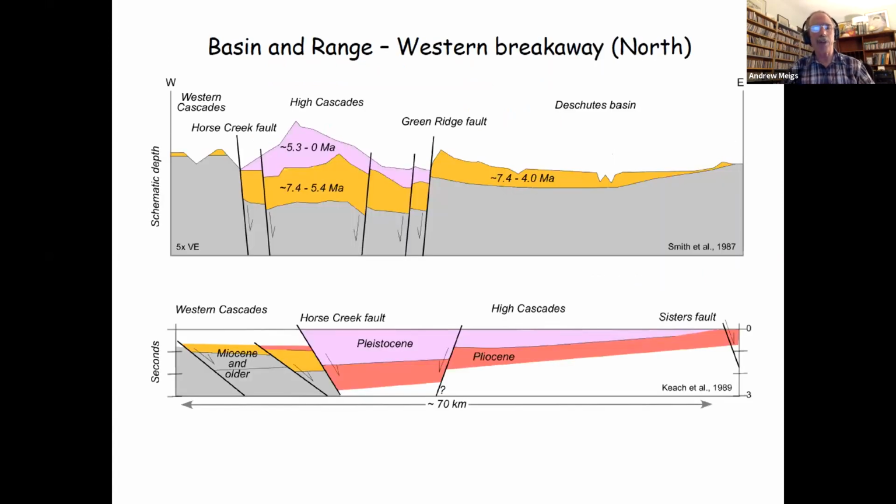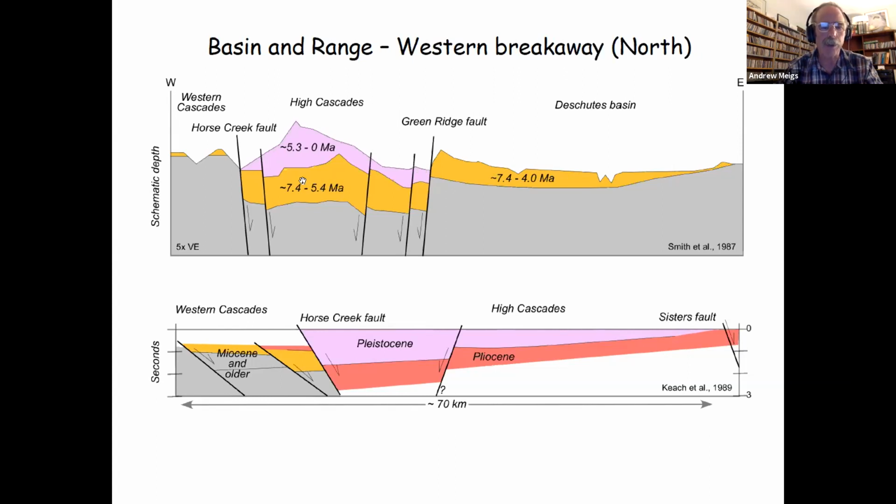When you hit the Cascades, you hit the land of Gary Smith and all the other students of Ed Taylor, Rick Connery, the whole crew. I can't even remember all their names. But Smith's cross-section captures what happened quite nicely, and that is that there is an asymmetric and east-westerly thickening package of rocks in the so-called Deschutes Basin that's 7.5 to 4 million years old.